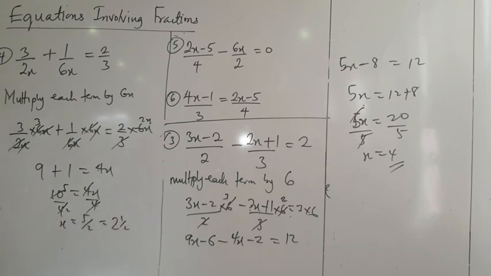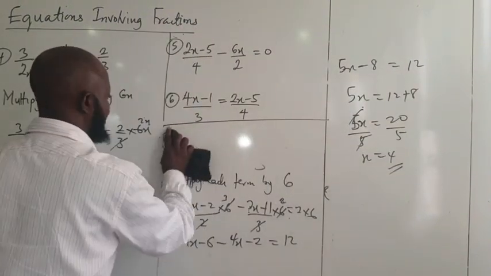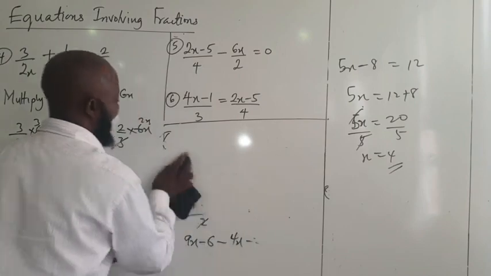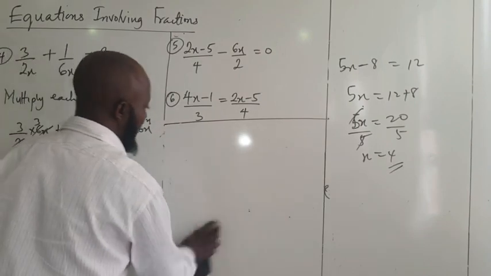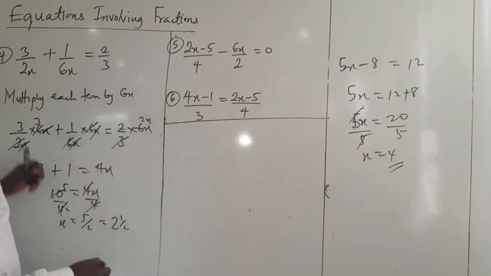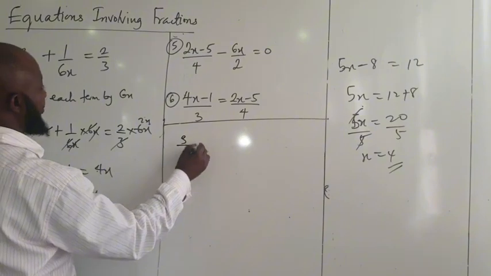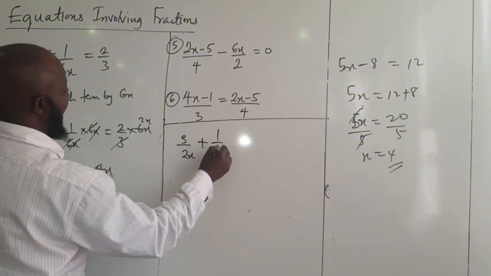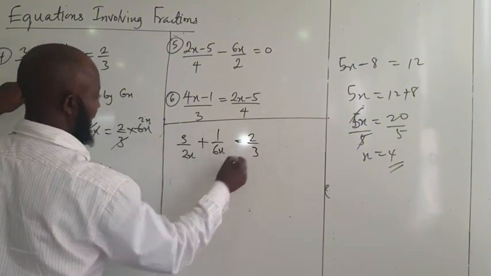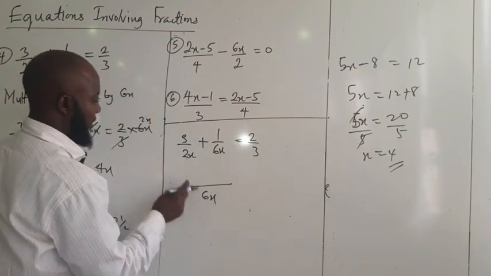Now let's adopt another method and see what we're going to get. So we have 1,001 ways of doing a math problem. It depends on you, you pick which one you want to adopt. So this one we have there, 3 over 2x plus 1 over 6x equals 2 over 3. So find the LCM of this. The LCM of this is 6x.